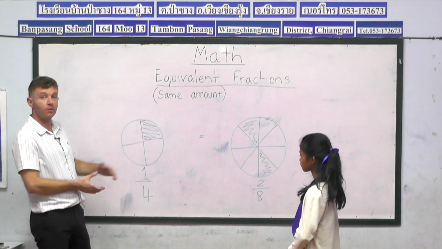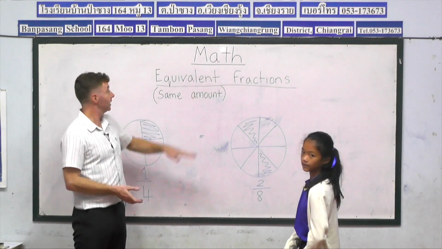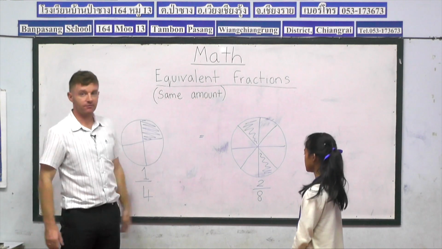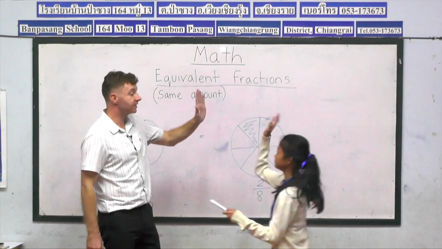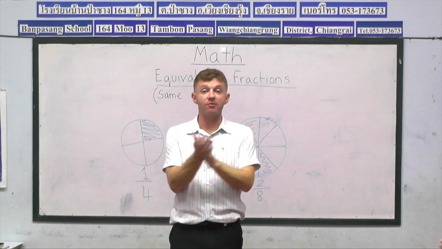So we know we're getting the same amounts. 1 over 4, 2 over 8, equivalent fractions, same amount. Dan, that was brilliant. High five, big round of applause for Dan, guys. A big round of applause for everyone doing a great job.